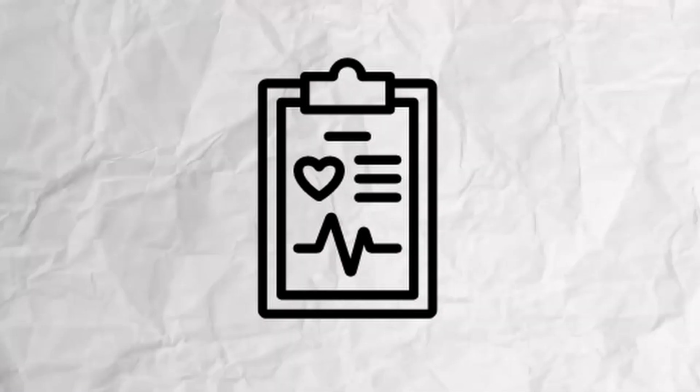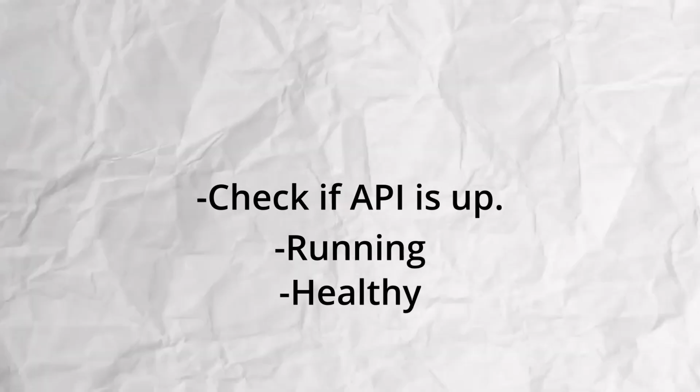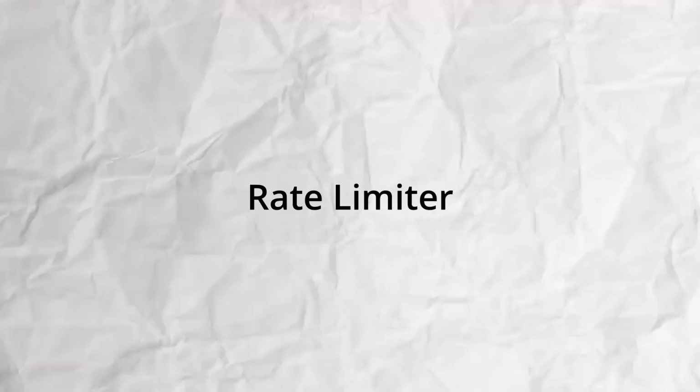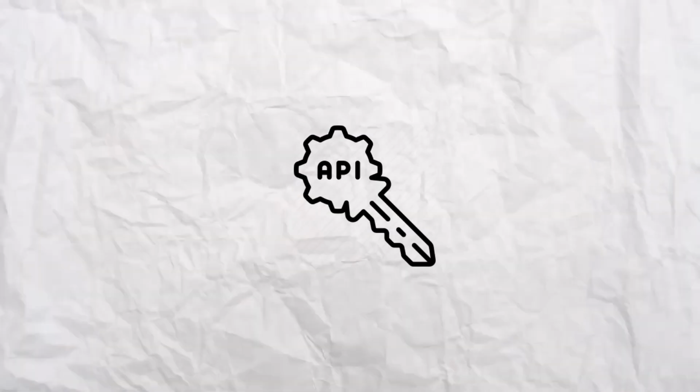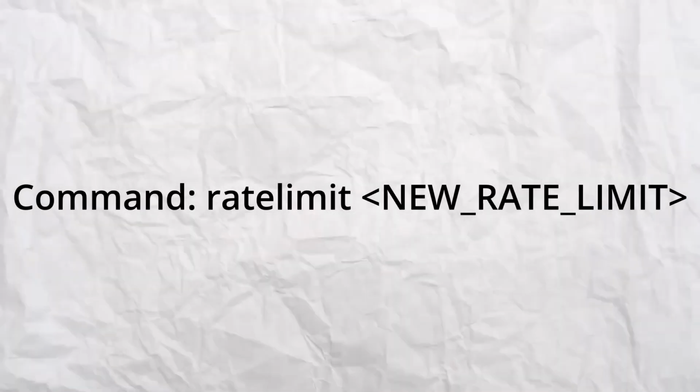One of the new standout features is the health check endpoint. This endpoint allows you to check if your API is up, running, and healthy. It requires an API key but doesn't affect your rate limit, making it super handy for monitoring your device. Next, we've added a much needed rate limiter. By default, all keys have a rate limit of 10 requests per minute. However, you can easily change this with the new rate limit command, making it easier to manage and prevent abuse of your API.